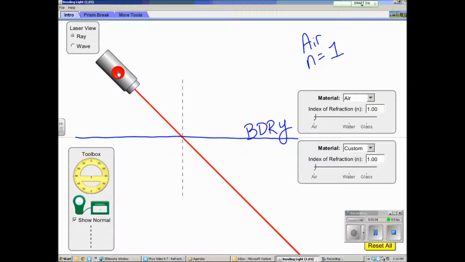Now, if I take the index of refraction down here under the boundary and increase it so that somehow my medium down here is getting denser and denser and denser, the light bends. So watch what I'm going to do. I'm going to take this index and I'm going to gradually increase it. And watch what happens to my refracted beam of light, this beam of light. Watch what happens to it as my index of refraction increases.